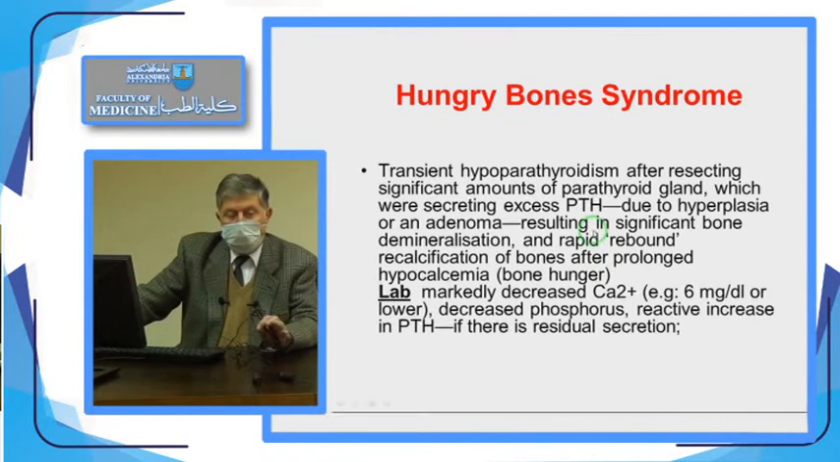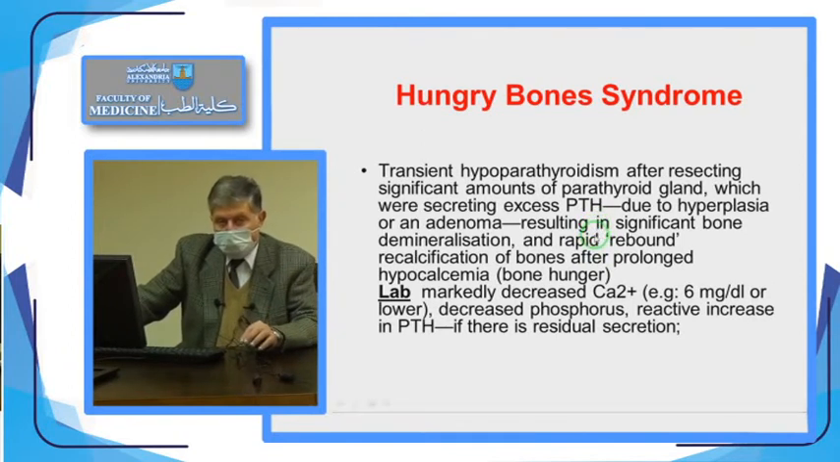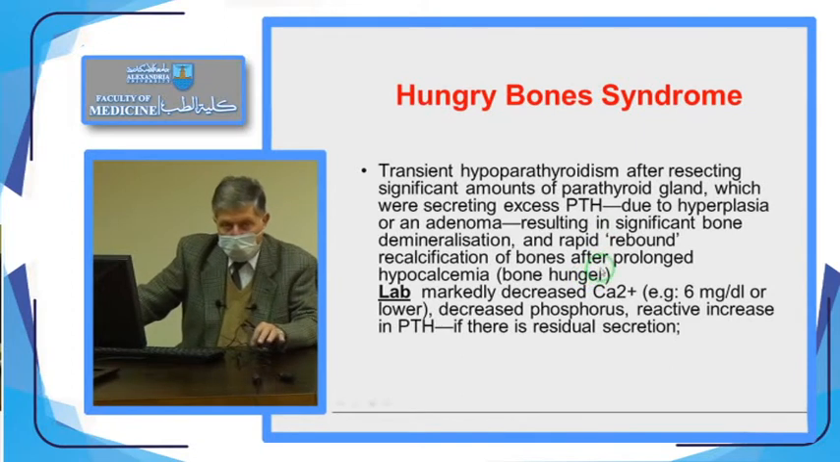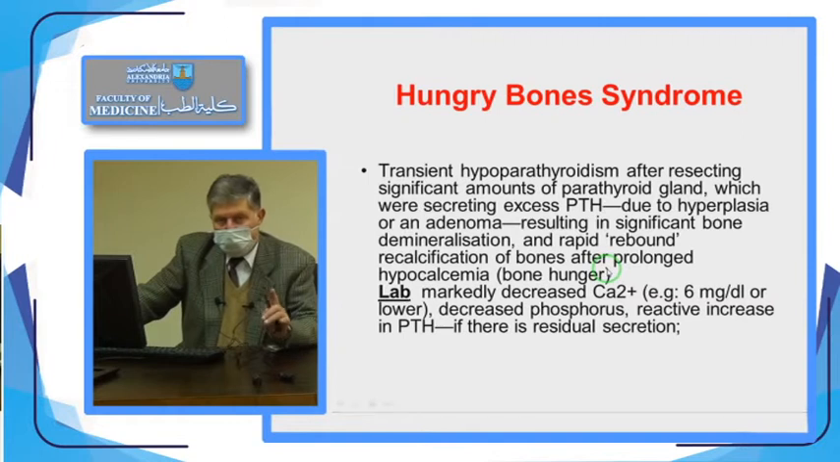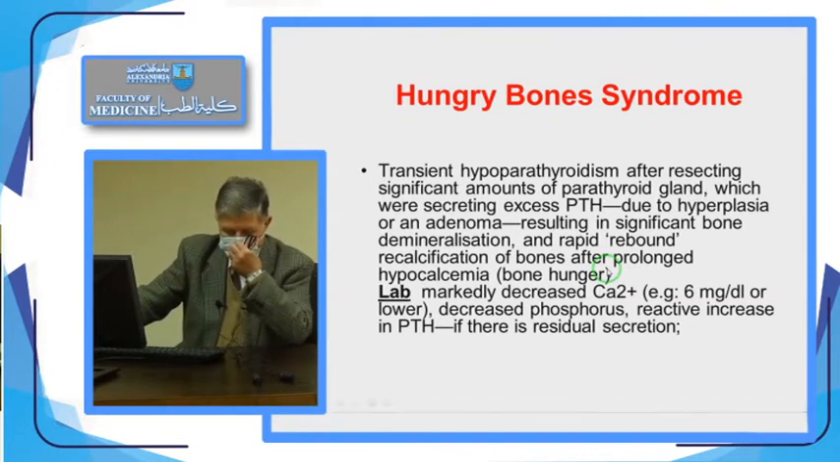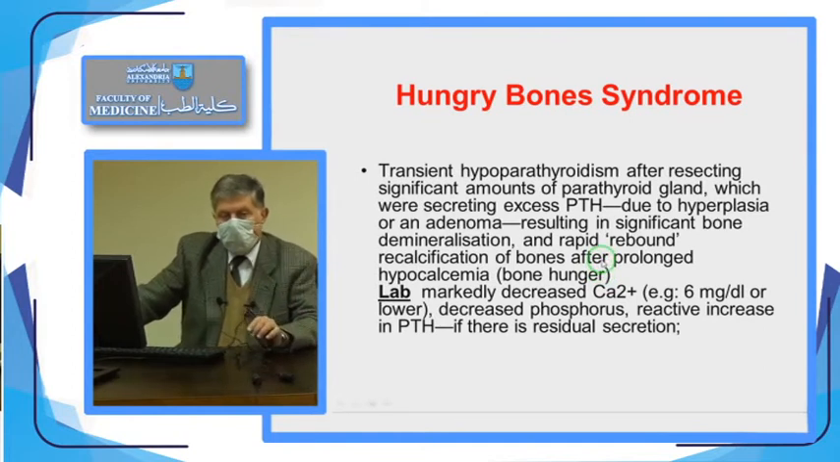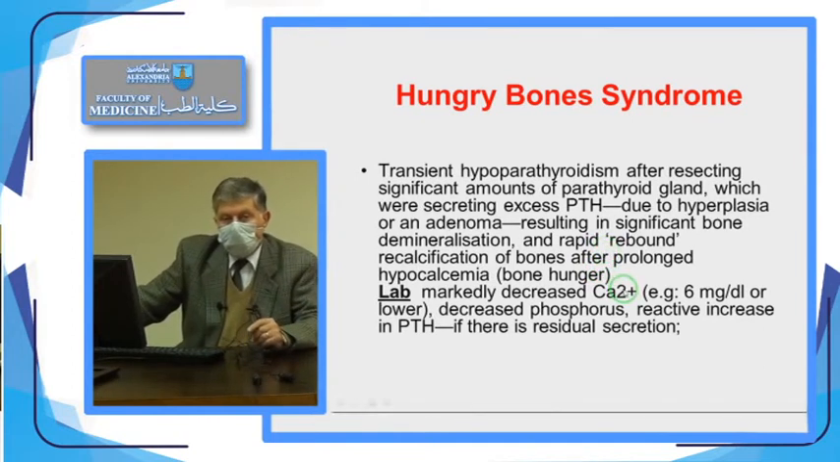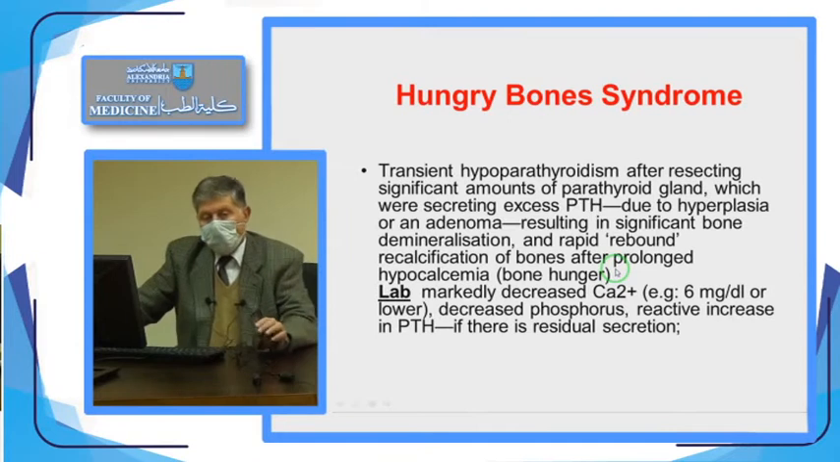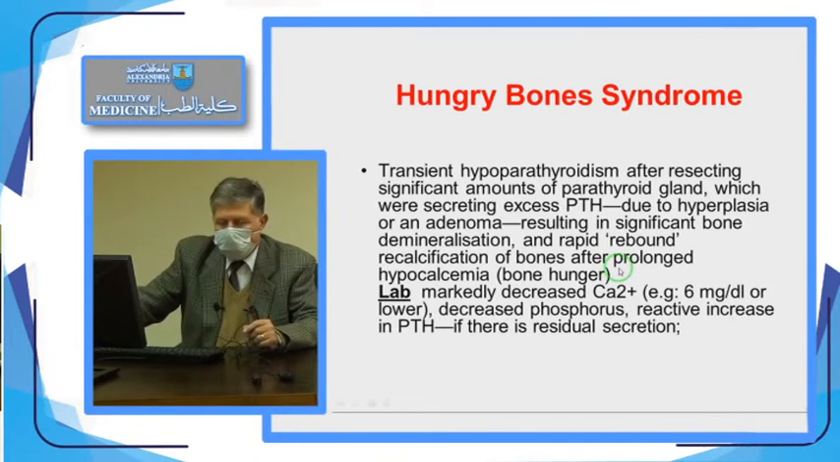In post-operative hypopara, you get also low serum calcium. But in these cases, the PTH will be very low and the phosphorus high. So remember, low calcium, high phosphorus, and low PTH, this is post-operative hypopara, while low calcium, normal or high normal, little bit elevated PTH, and low phosphorus, this means hungry bone syndrome.